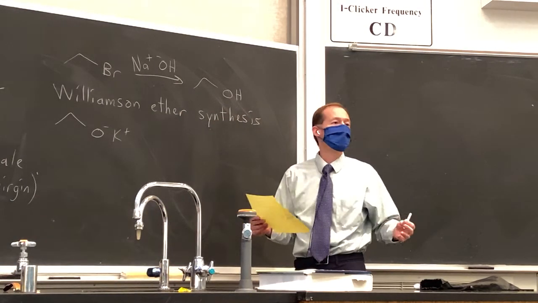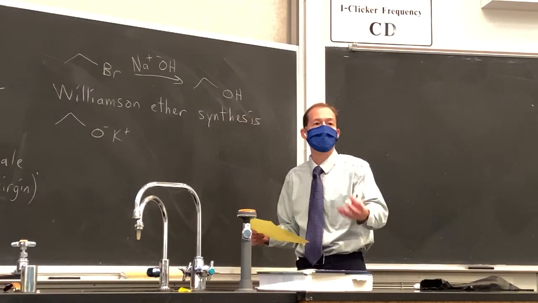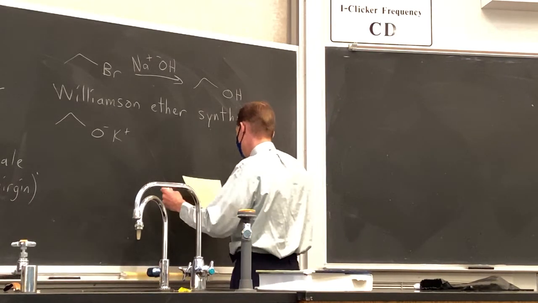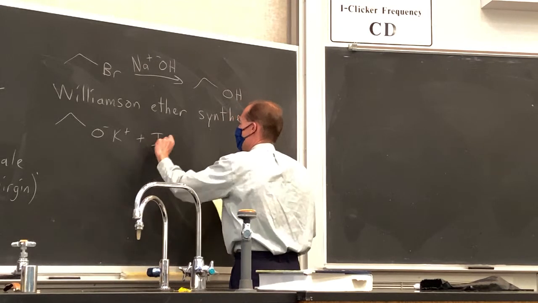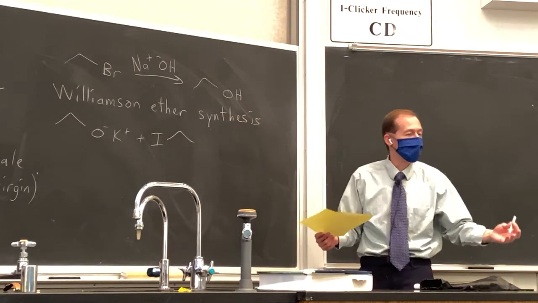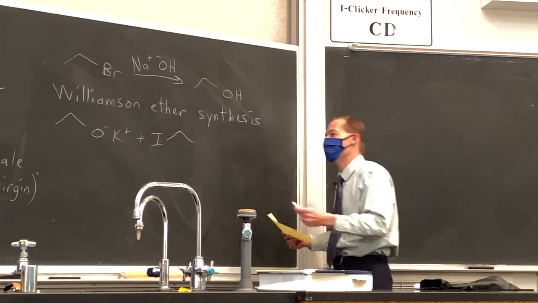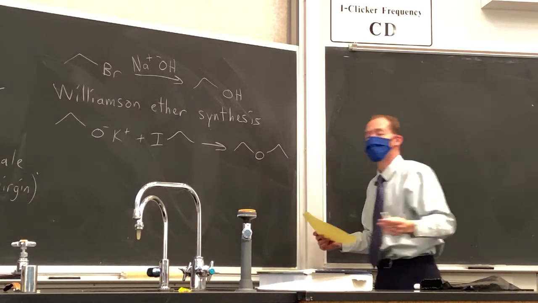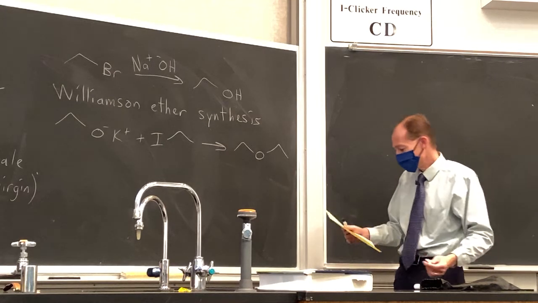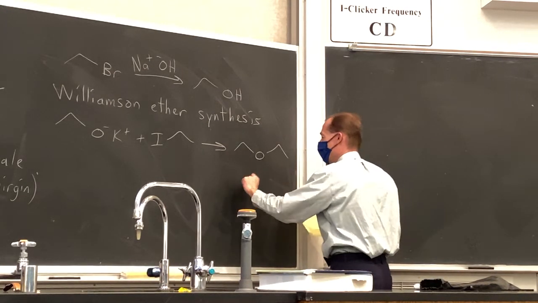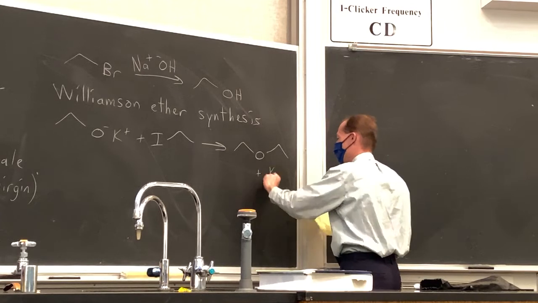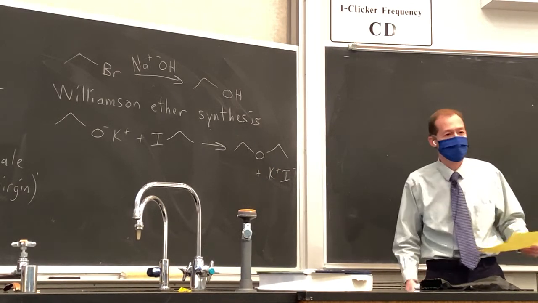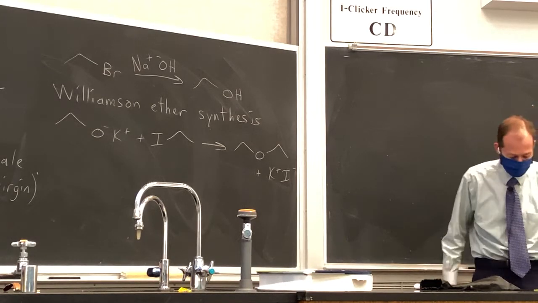And he found that you could take an alkoxide. Alkoxides are strong bases and strong nucleophiles, just like hydroxide. So he could react an alkoxide with an alkyl halide, with iodoethane in this case, a primary alkyl halide. And he could generate diethyl ether as the product. And then, of course, he's going to get a salt, potassium iodide salt byproduct. Okay?